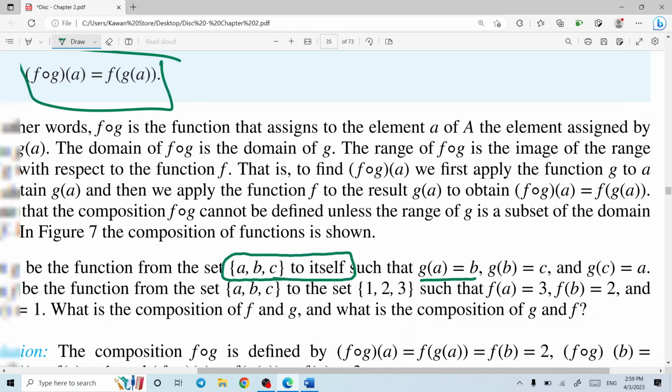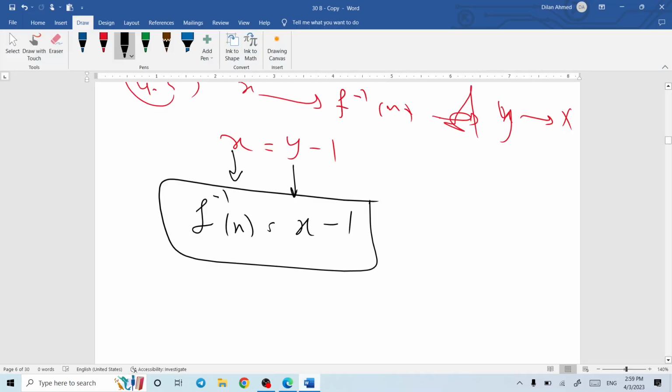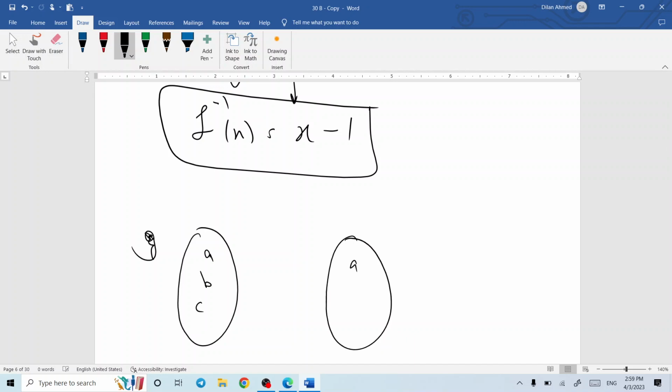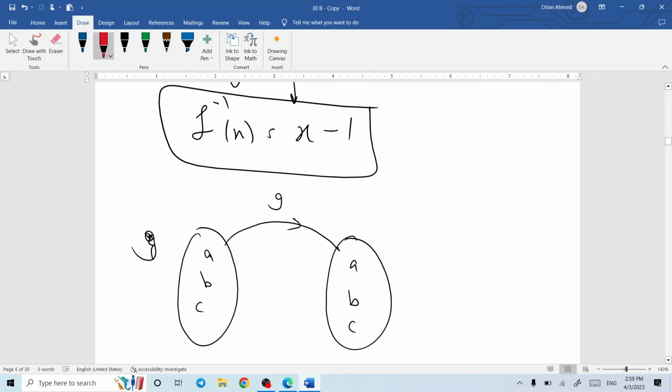Okay, the function G. Let G be a function from the set {A, B, C} to itself. What do you mean by that? G is a function from {A, B, C} to itself. So it means that I have A, B, C here and there. This is a function from here to there. And of course, G(A) is going to be B, G(B) is C, G(C) is A. That's the given. I didn't define it. It's by default, it's given.